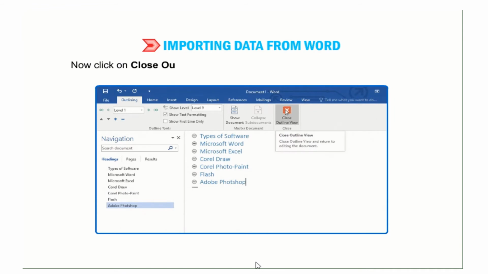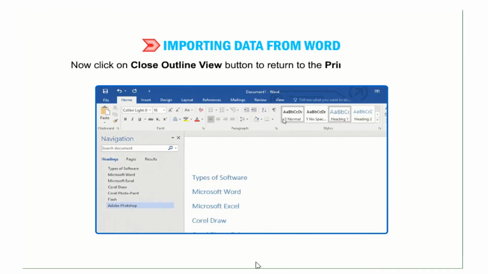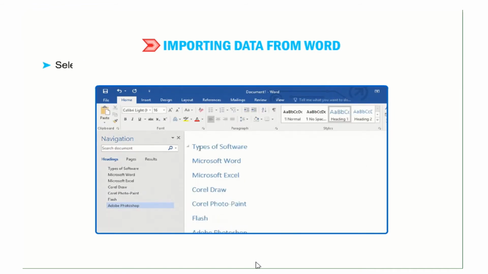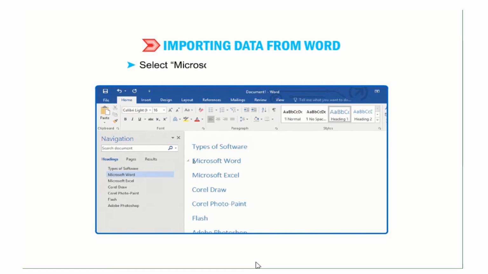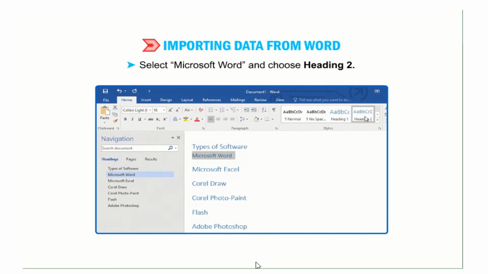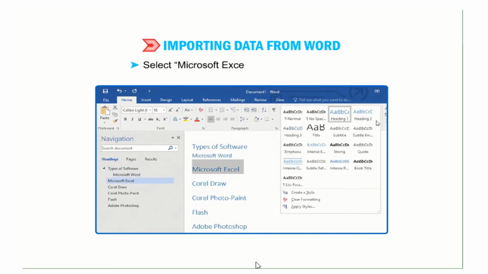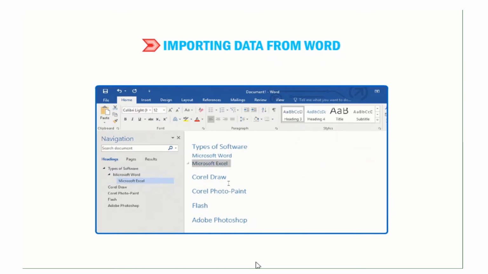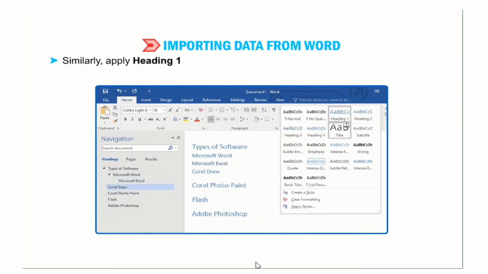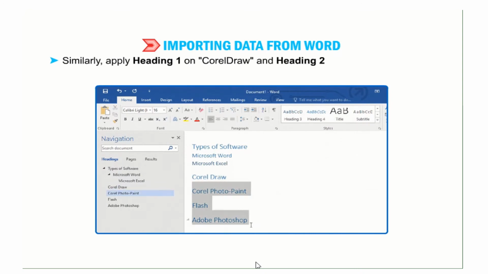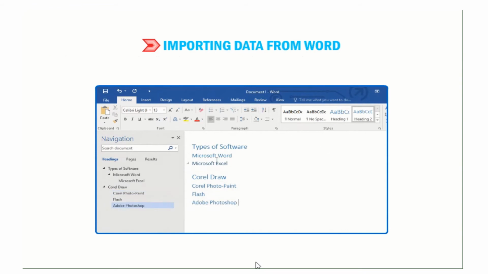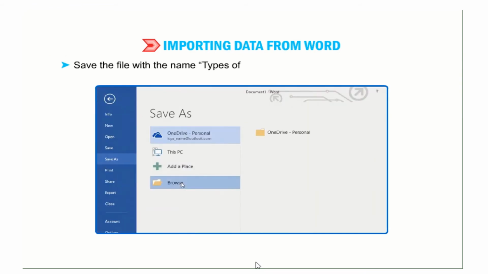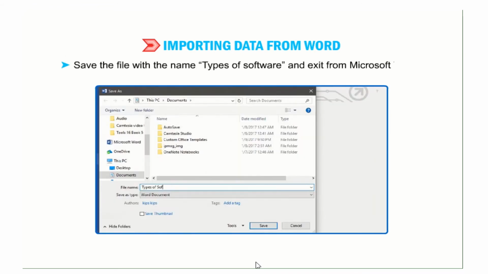Now click on Close Outline View button to return to the print layout view. Select Types of Software and apply Heading 1 from Styles group on the Home tab. Select Microsoft Word and choose Heading 2. Select Microsoft Excel and apply Heading 3. Similarly, apply Heading 1 on CorelDRAW and Heading 2 on Corel Photo Paint, Flash and Adobe Photoshop. Save the file with the name Types of Software and exit from Microsoft Word.